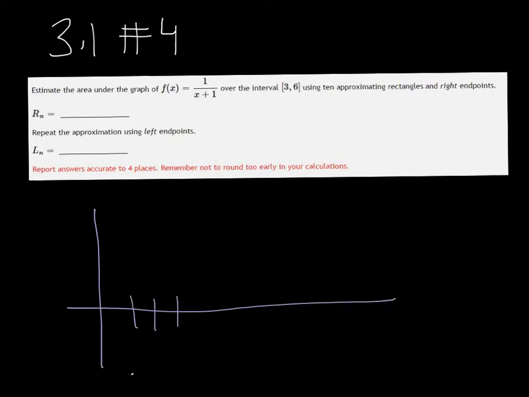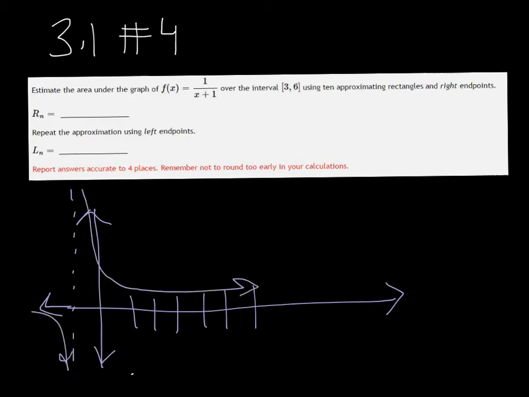All right, 1, 2, 3, 4, 5, 6. The graph, 1 over x plus 1, it's going to have an asymptote over at negative 1, so it's going to look something like this. And we're trying to find the area from 3 to 6, so from here, 3, 4, 5, 6 to here. So we're trying to find this area.